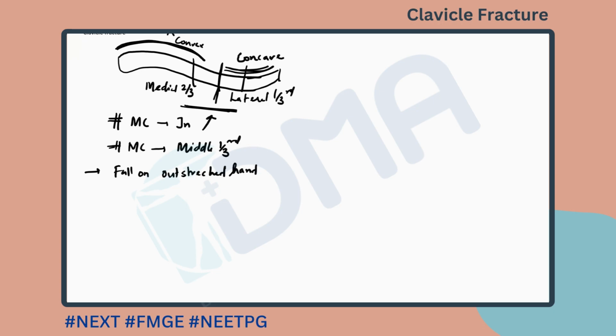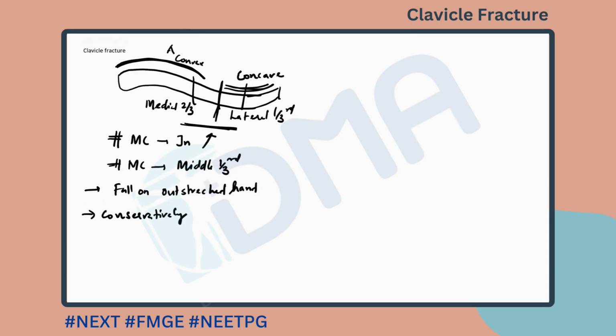Now whenever clavicle fracture happens, normally we treat the clavicle fracture conservatively. Mostly we treat it without doing surgery. But there are certain conditions where we go for surgical treatment. That is, we fix the clavicle fracture using a nail, an intramedullary nail, or by using a plate.